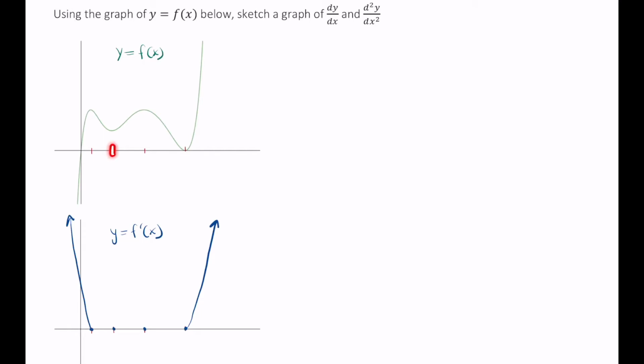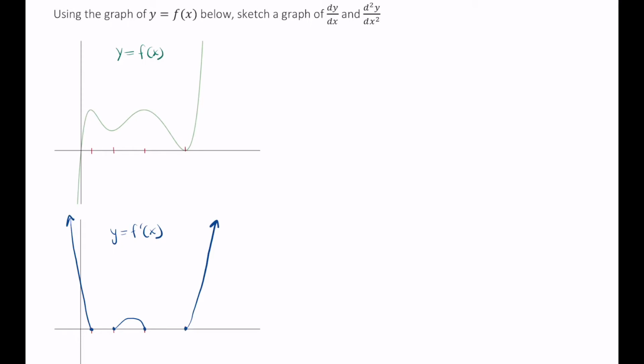And then between this flat spot and this flat spot, we have more of a gentle slope. So the tangent line here starts off fairly flat, then gets steeper until it starts to flatten out again. So that means we should start off fairly close to 0, go up, and then flatten out.